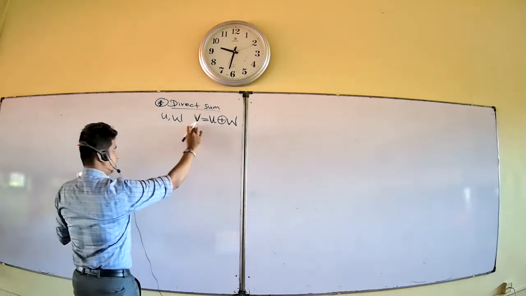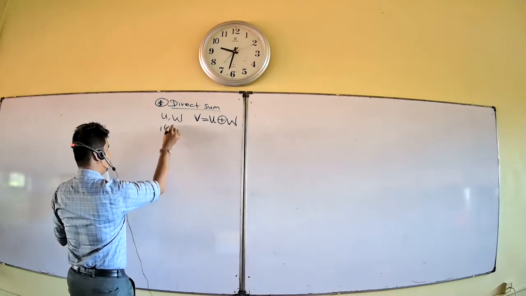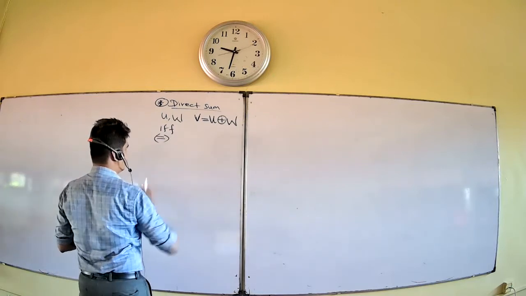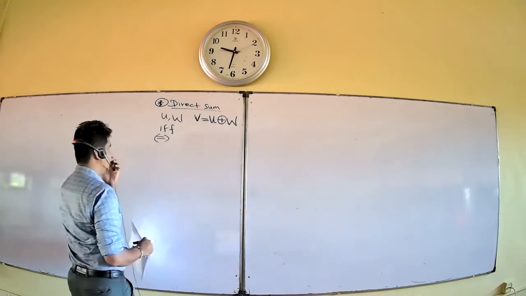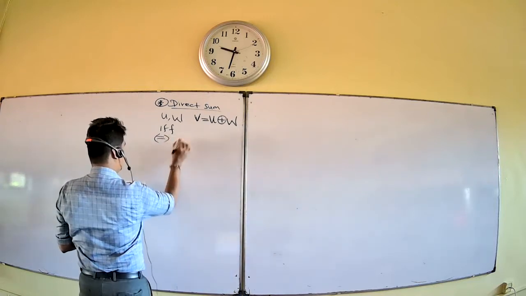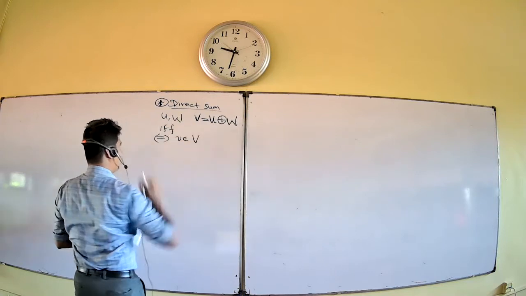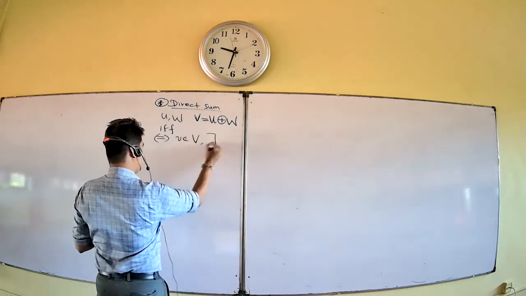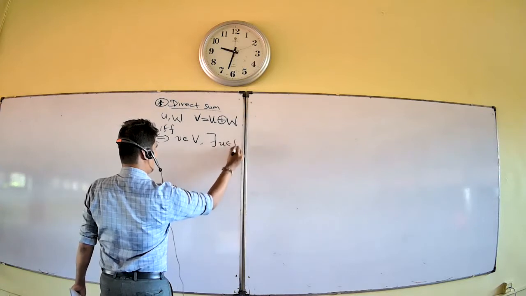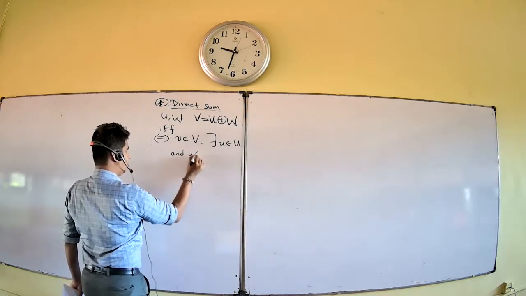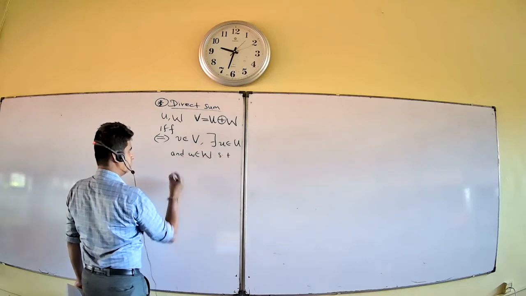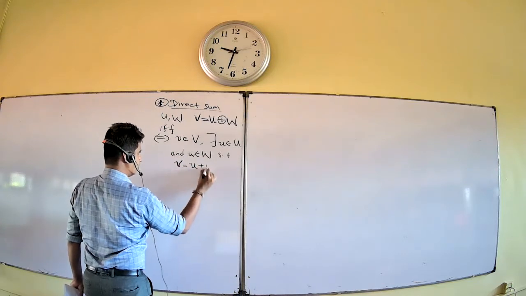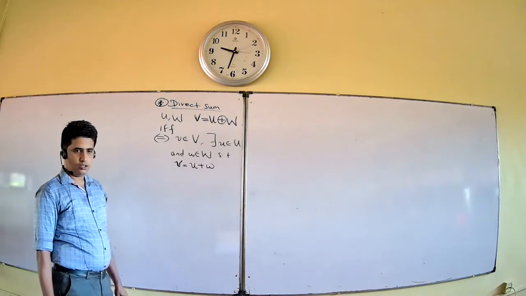For the direct sum of U and W, you want to check two conditions. If both conditions are satisfied, then you can say that it is a direct sum. The first condition is, you can take any element v belonging to capital V, then there exist u belonging to capital U and w belonging to capital W such that you can write v equal u plus w.